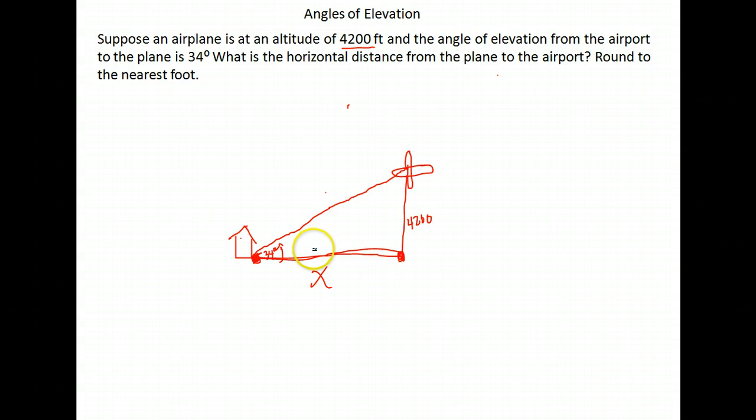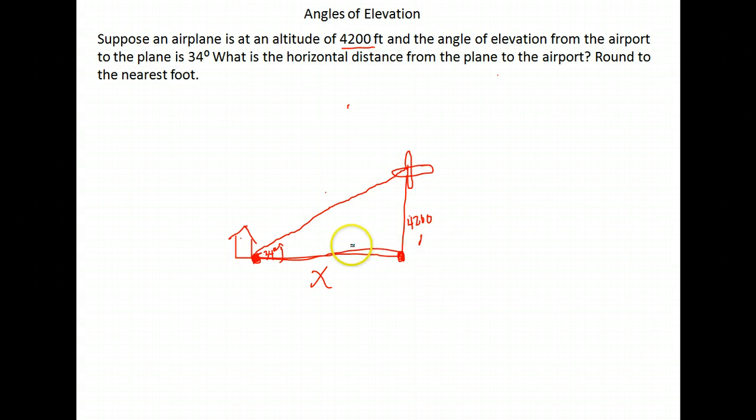To find that, we are going to have to use either sine, cosine, or tangent. We cannot use the Pythagorean theorem because we only know one of the sides. So remember when we solved problems like this, we followed some steps. Our first step was to decide what we are going to need to use here, sine, cosine, or tangent.